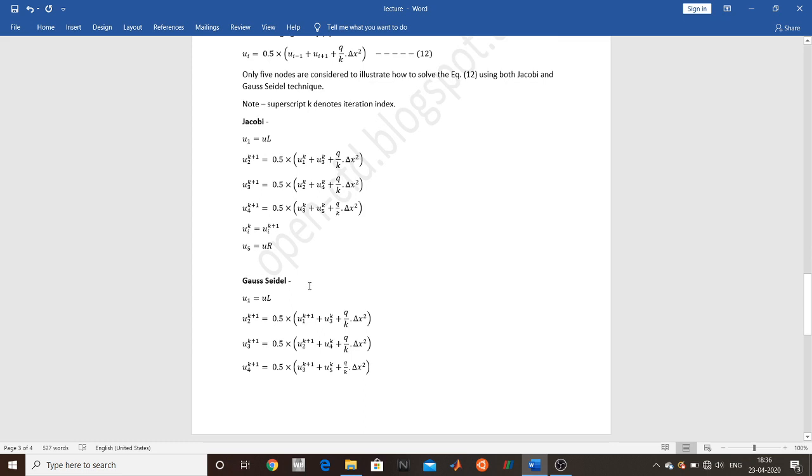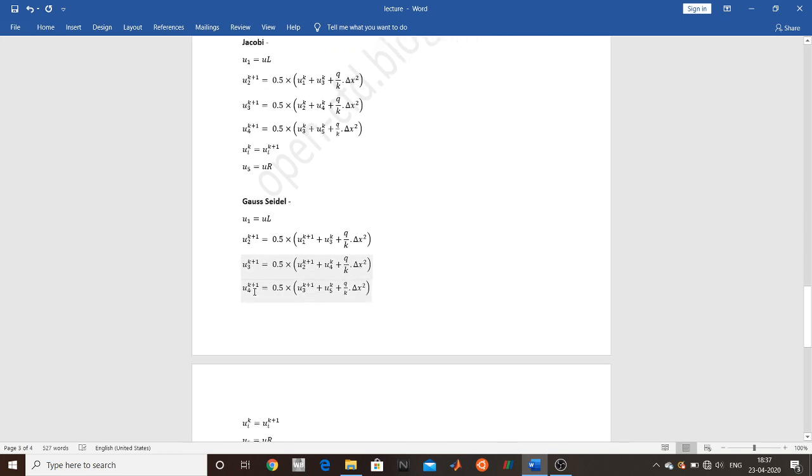So coming to the Gauss Seidel, there is only a small modification from Jacobi to Gauss Seidel. So what we do in Gauss Seidel is, the equation for u2 at k plus 1 remains the same, but u3 at k plus 1 will become 0.5 times u2 at k plus 1, because we already know this value. We directly update this value here. So we get a new guess value for u3 at k plus 1. In a similar way, u4 at k plus 1 iteration will be calculated based on u3 at k plus 1, because it has already been calculated in the second step only.